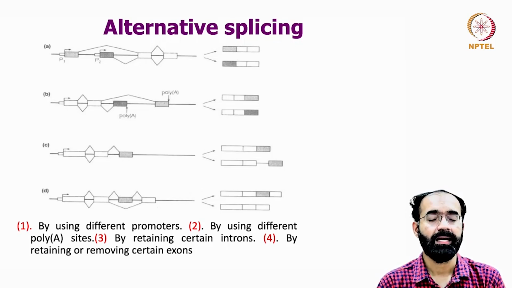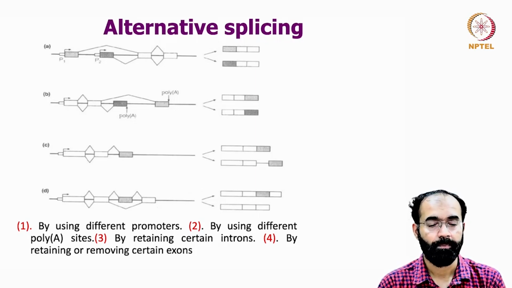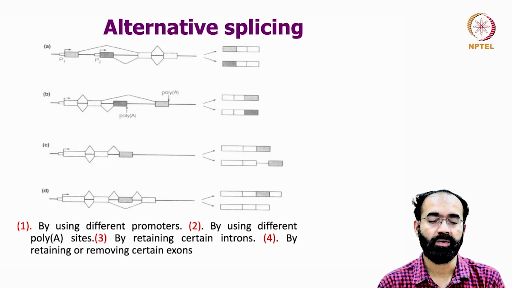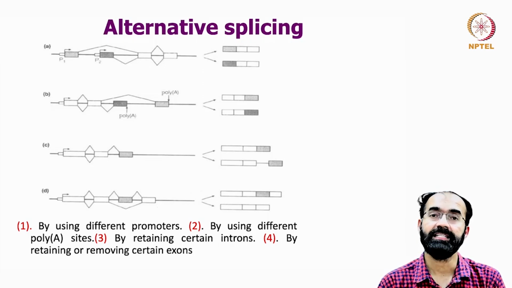Then you can see another example, use of differential polyAsites. How is it done? Here only one promoter is there, exon 1, exon 2, exon 3. So what happens? They splice together. Exon 1, 2 and 3 normally happen because the polyAsite is made use of, and you end up getting one product. Remember, exon 1 and exon 2 are identical, exon 3 is unique.